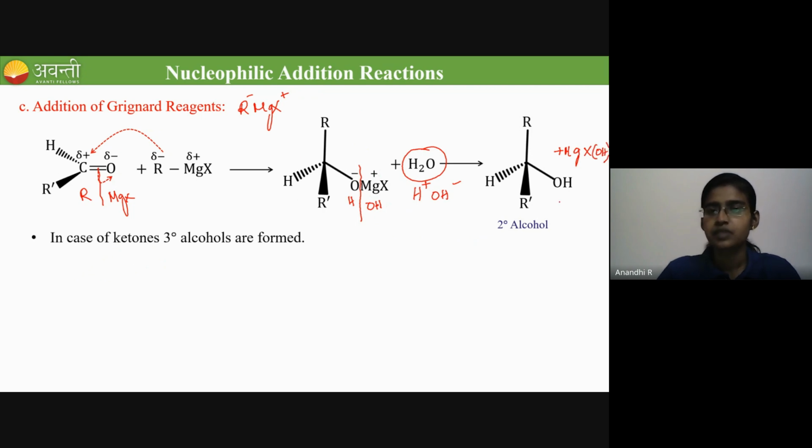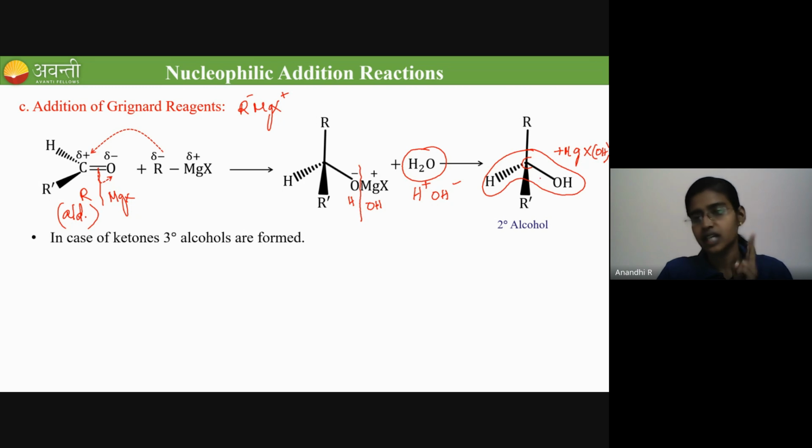Okay? So what are we getting from this? We are getting the secondary alcohol from this. What is the formula for secondary alcohol? CHOH, and two R groups are attached to it. If a compound contains CHOH, it is called secondary alcohol, right? So initially we took an aldehyde, that is RCHO, and in the product part we got the secondary alcohol.